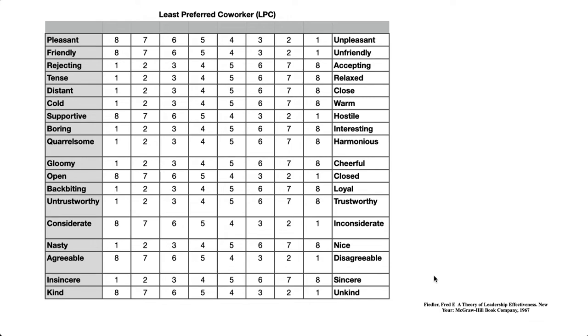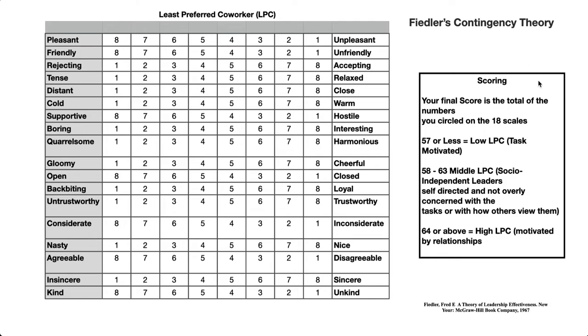So a person would take this survey and they would add up the score here, and what you would find is that after you circle 18 of the scales, if the score is 57 or less, then you who are evaluating this feel that the leader is more task oriented.